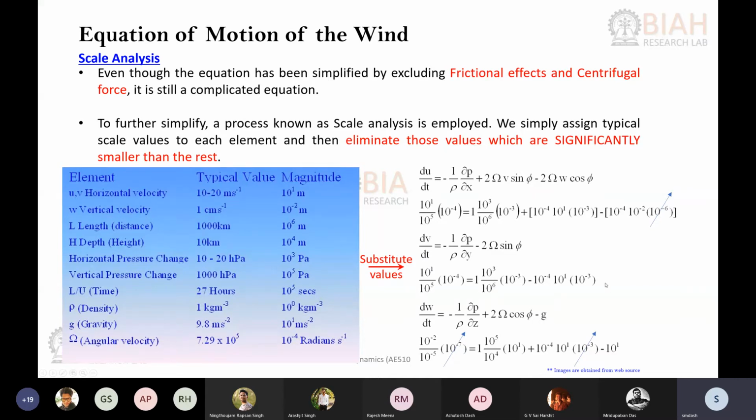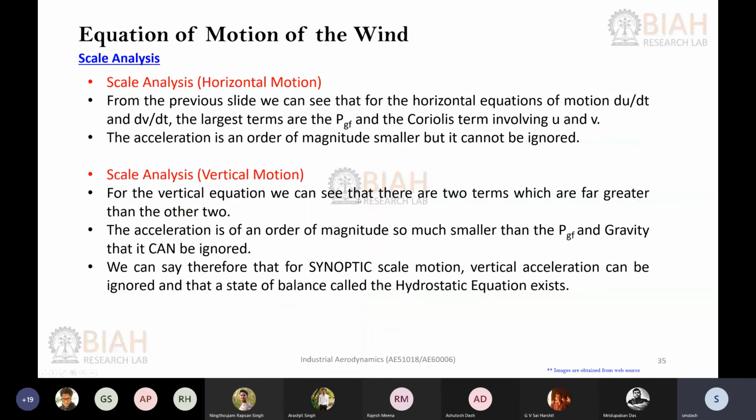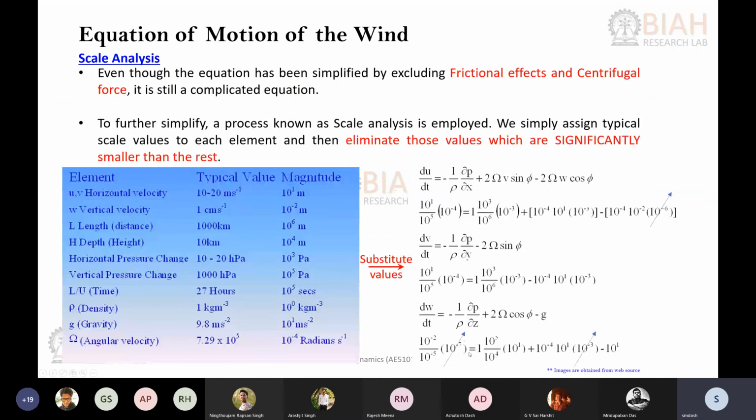So from this order of magnitude analysis, or scale analysis as we sometimes name it, this is what I have summarized. You can see that a few terms can be neglected. The acceleration term along the horizontal motion, like in the XY plane, cannot be neglected because it is not that small, but along the vertical direction, we can simply neglect the acceleration term, because it is quite small.